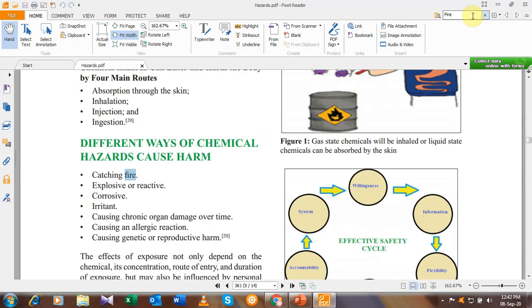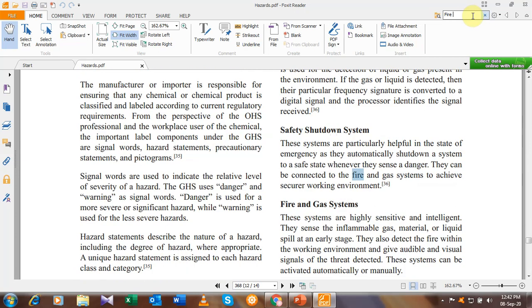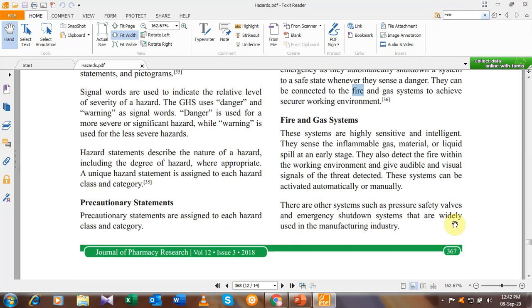Different phases of chemical hazard; one of the hazards is catching fire, that is the chemical, as I told you. Here they have mentioned that fire and gas systems are highly sensitive and intelligent. They sense flammable gas, material, or liquid spill in the early stage. They also detect fire within the working environment and give audible and visual signals of the threat detected. This system can be activated automatically or manually.